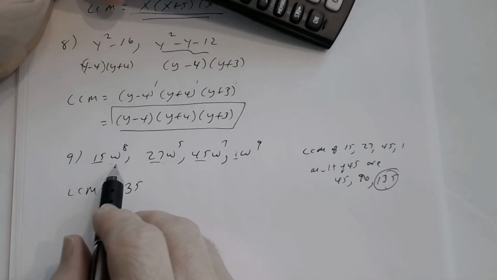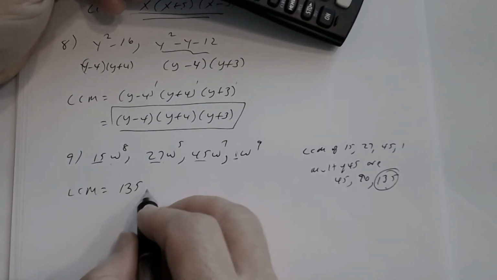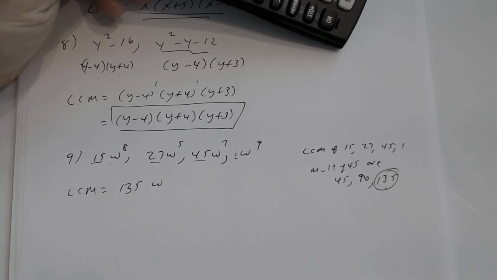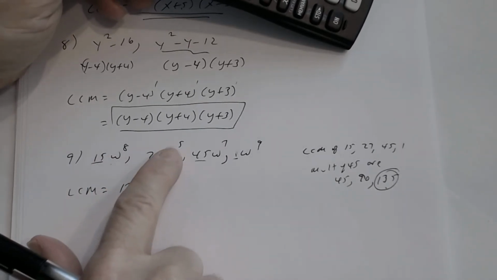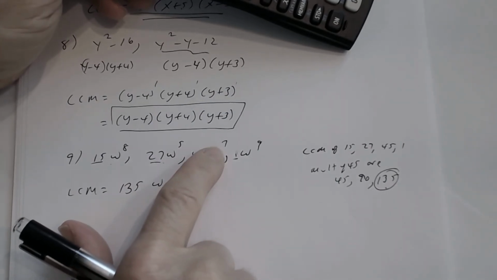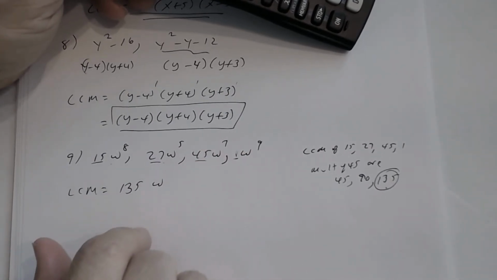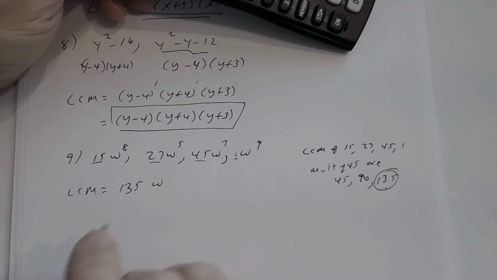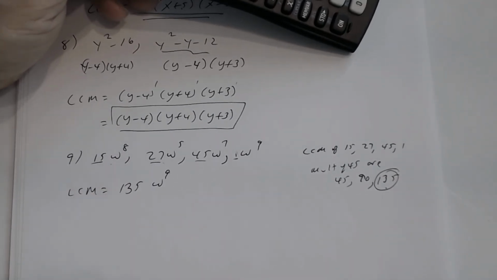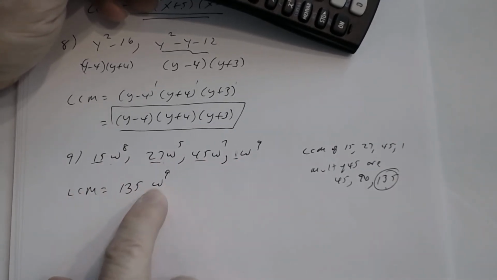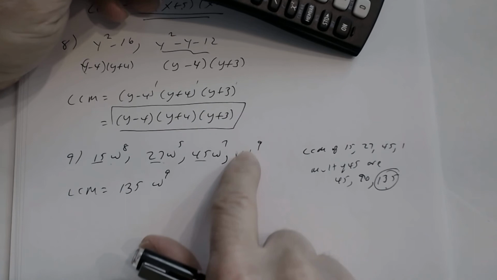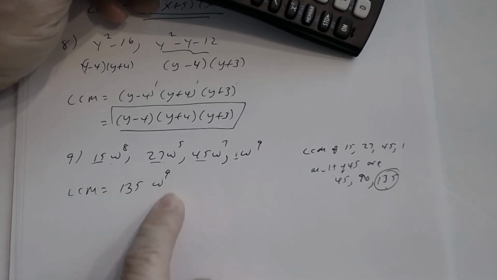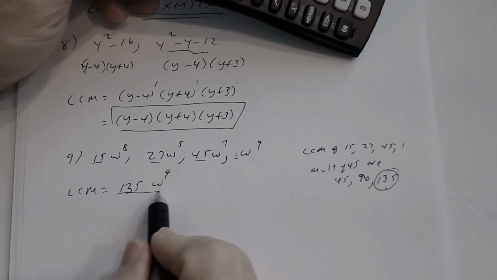Now the variable is easy. All I see are w's, so I know I'm going to need some w's here. Question is how many? How many factors of w do you have here? 8. How many do you have here? 5. How many do you have here? 7. How many do you have here? 9. How many do you need? You need the one of the largest, 9. Because remember, all of these have to go into this evenly. So in order for all of these to go into this evenly, the largest exponent has to be part of this. Okay, so there's your answer.